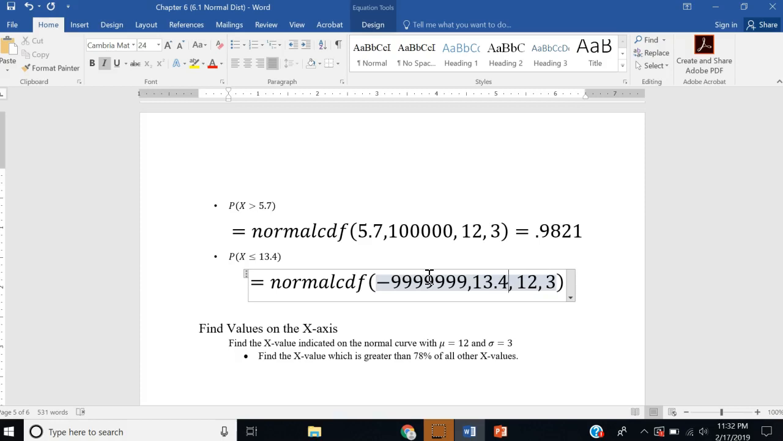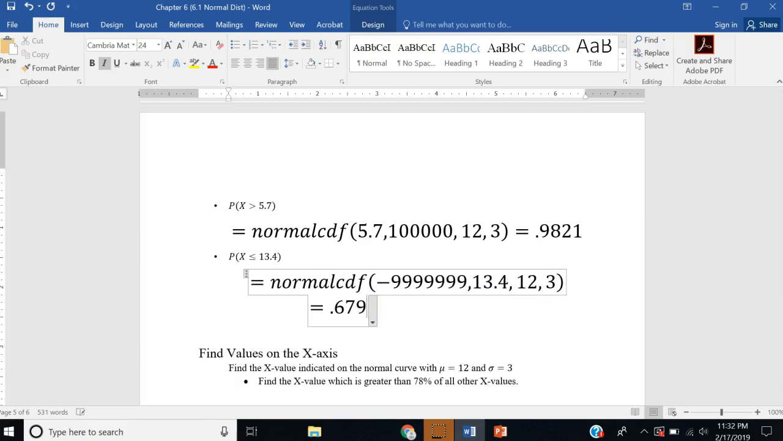So I am currently typing that into my calculator, and I got 0.6796. There we go. Okay, so 0.6796 with that normal CDF.